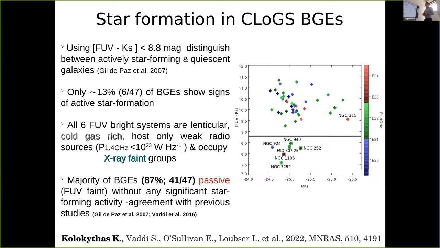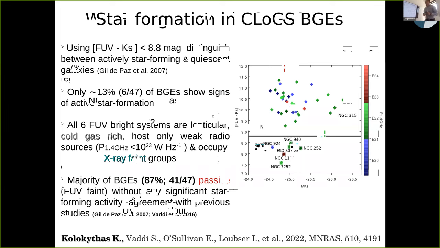I have also examined earlier this year different star formation indicators for these systems, like the FUV minus K_S, where we find that only 13% of the BGEs show signs of active star formation. The rest, as expected, are passive and faint. And all of these active star forming systems that are FUV bright are lenticular systems. They are cold gas rich, and they host only weak radio sources. And in addition, they occupy X-ray faint groups. So again, we start seeing a pattern over here.